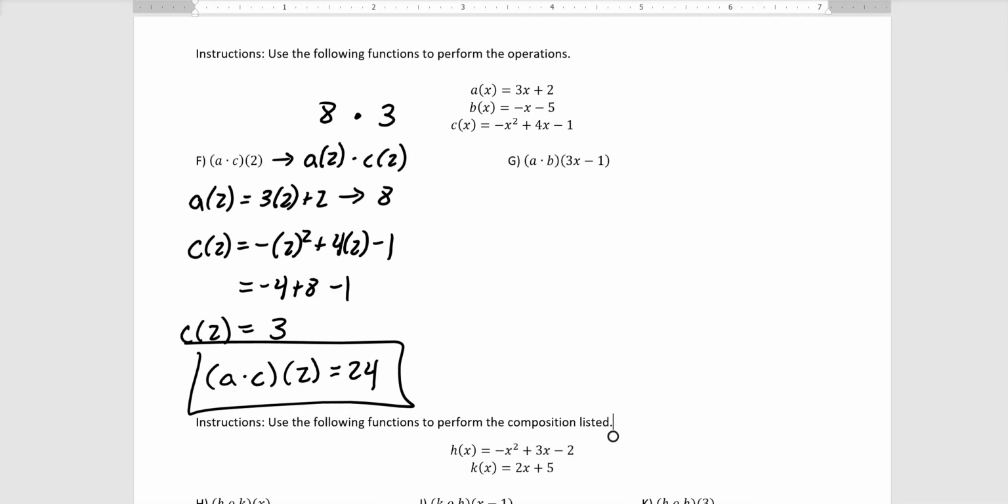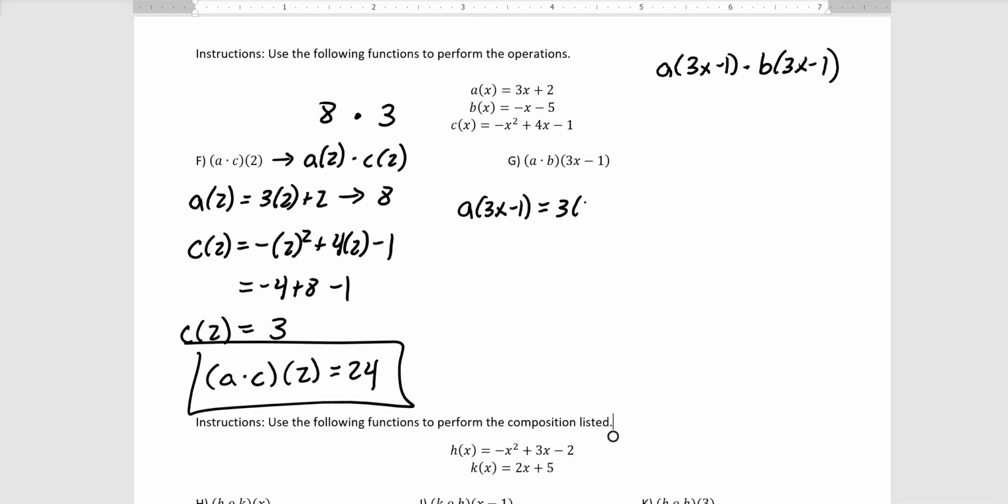All right, A times B of 3x minus 1. Last one. Well, let's start by saying I'm going to use some space up here. I'm worried about me running out. So A of 3x minus 1 times B of 3x minus 1. Okay, well, let's figure out A of 3x minus 1 first.